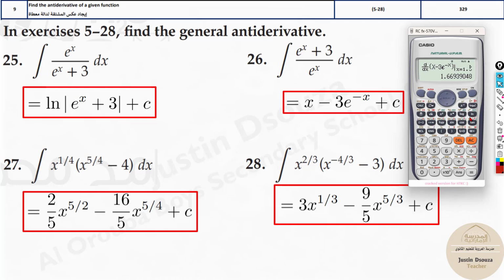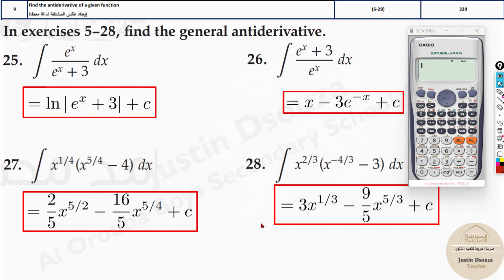Now if it's ln, it's over here. Don't worry about this magnitude symbol. If you want the magnitude symbol, I'll show you where it is: Shift and HYP, you'll get the magnitude symbol. But generally over here it's an x, so don't worry about it. Just avoid taking any x value that makes it negative. That's it. Take a 1.5, it's fine.